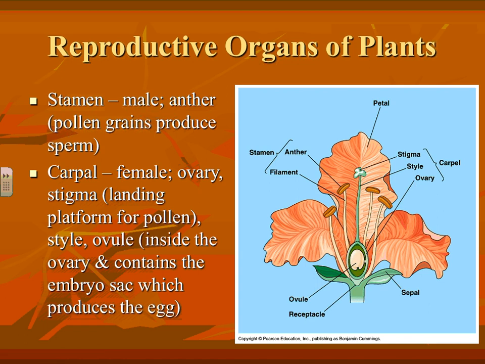The stigma has a sticky platform here, suitable for pollen to not only land on it but stay on it. The style holds that stigma up nice and straight, and then the ovule is inside of the ovary. The egg is inside the ovary, and when fertilization occurs, it would actually occur right in the ovary.